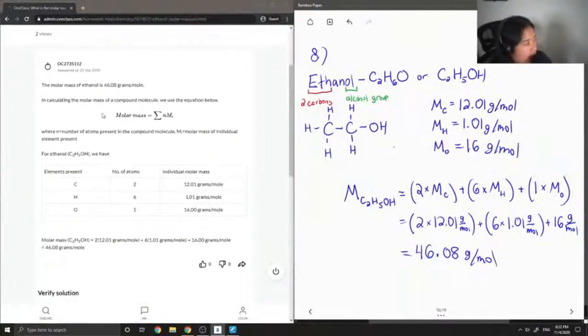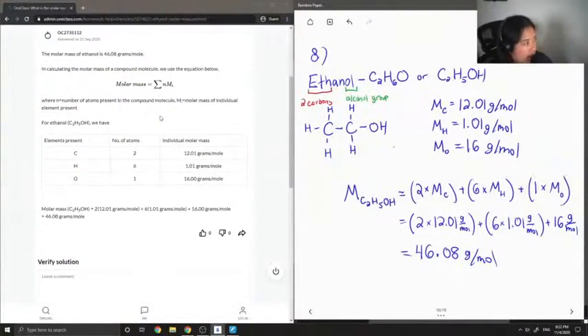In calculating the molar mass of a compound molecule, we use the equation below, where N is equal to the number of atoms present in the compound, Mi is equal to the molar mass of individual elements present. So you can see they have the molar mass is equal to the sum of N times M. Yeah, so that's an easy way of putting it as well, if you like to see it as a nice math expression. For ethanol, they summed up all the elements that are present, carbon, hydrogen, oxygen, how many atoms there are of each.